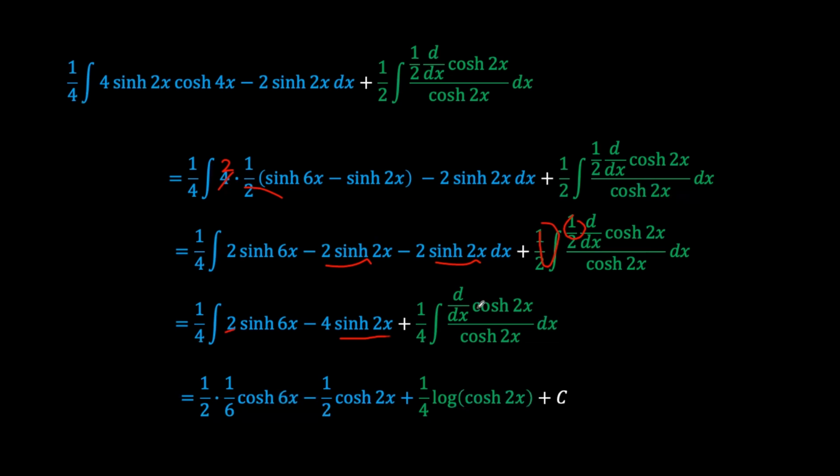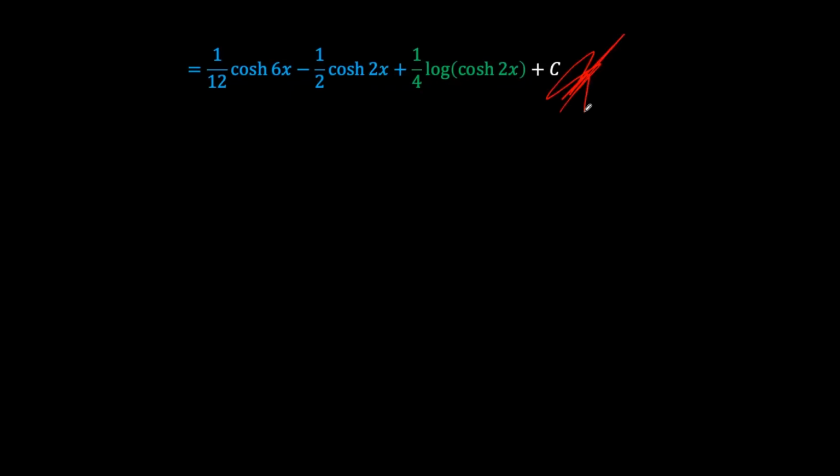Since the numerator here is the derivative of the denominator, this becomes the natural logarithm of cos 2x plus the integration constant, right? Now we can simplify this further, and we say that that is 1 over 12 cosh 6x minus a half cosh 2x plus a quarter natural logarithm of cos 2x plus the integration constant c. So this is the answer.